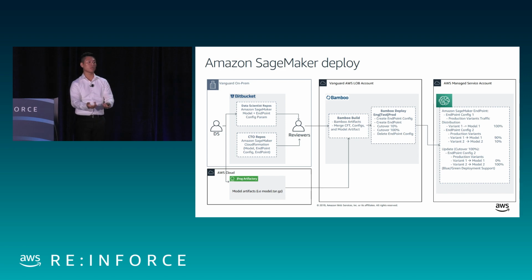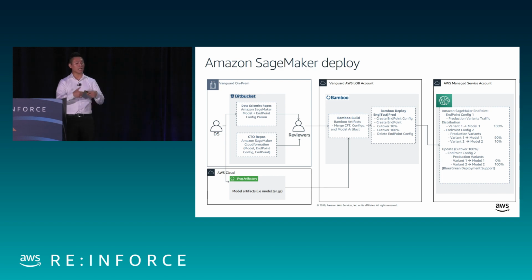The second deployment is going to contain variant 2 and model 2, and they have the ability to modify the traffic distributions. For example, the current model 1 has 90% traffic distribution, and model 2 has 10% traffic distribution. And they can use model metrics and logs to determine that model 2 has the expected behavior. After that, they can decide to cut over 100% of the traffic. That allows blue-green deployment support.